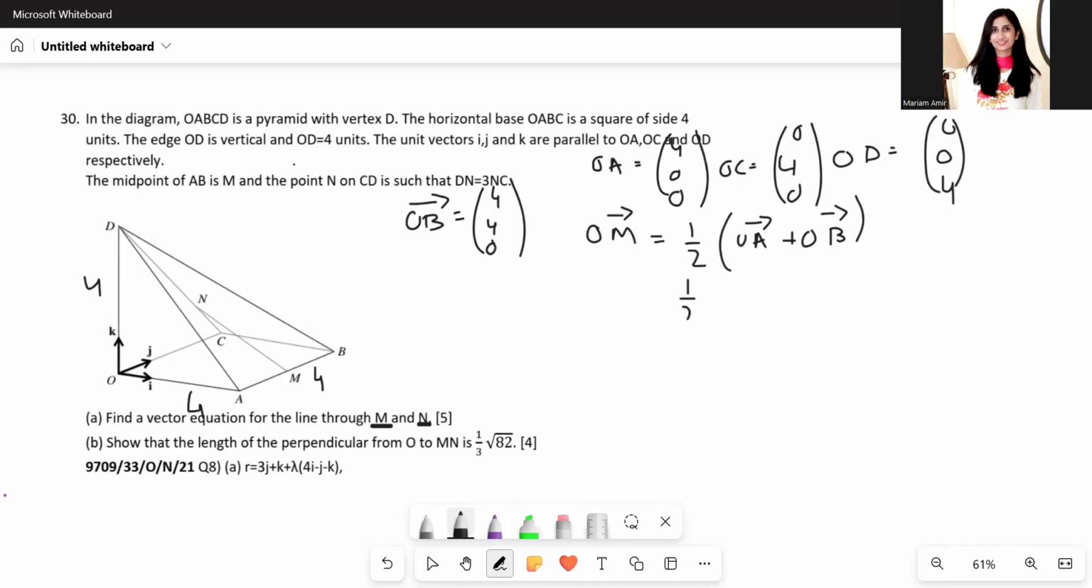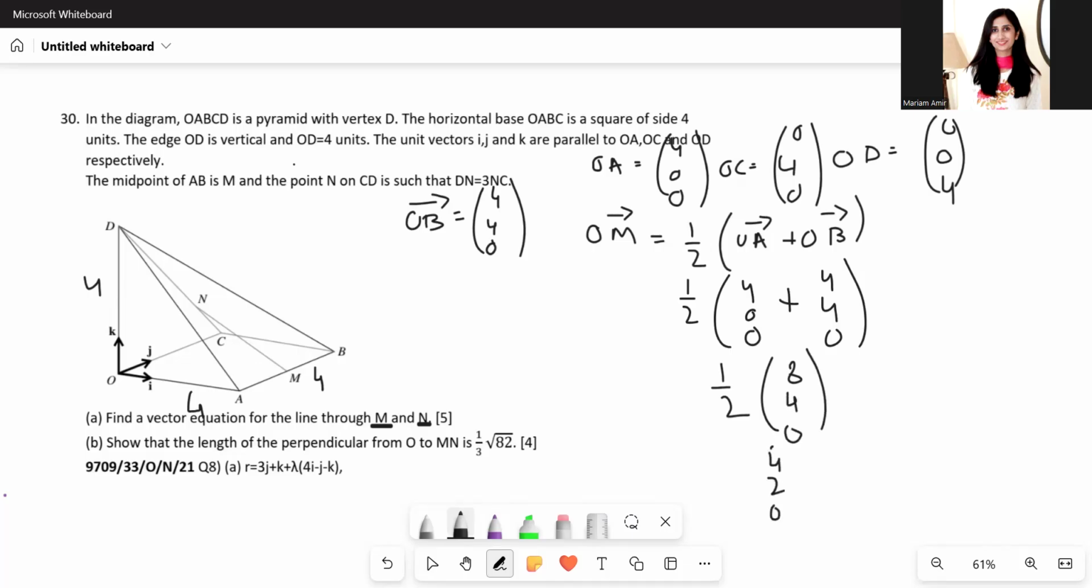Okay, so half of (4, 0, 0) plus (4, 4, 0). So that's half of (8, 4, 0). So that's a 4, that's a 2, that's a 0. That is going to be OM. Let me just check the answer for OM before proceeding. 4, 2, and 0. That's correct.